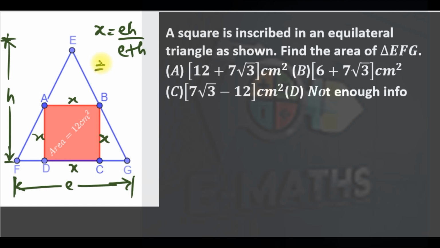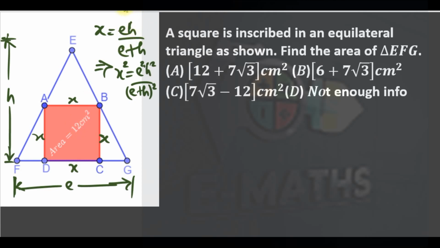From here, x squared is now E squared H squared over E plus H all squared. That's the area of the square, and they gave us that to be 12.